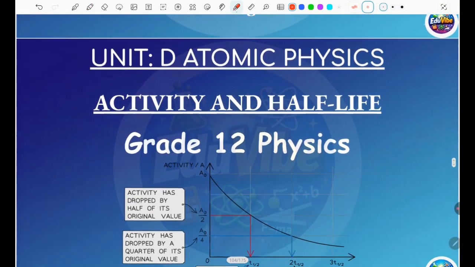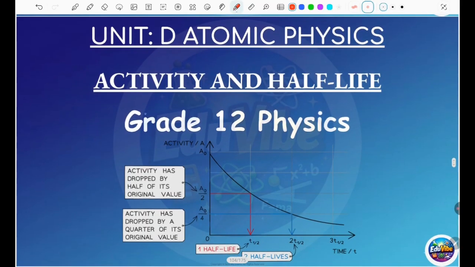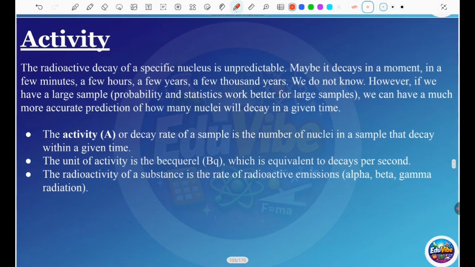In today's lesson, we are moving to the next topic of atomic physics, which is activity and half-life. This is a very easy topic and it's easy to understand. First, activity.